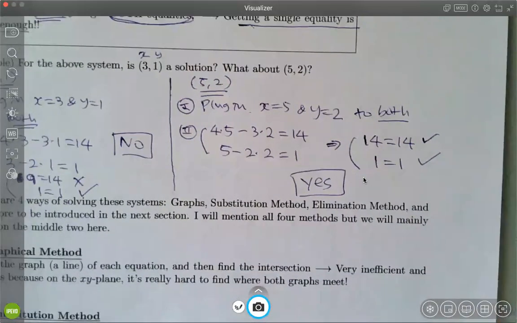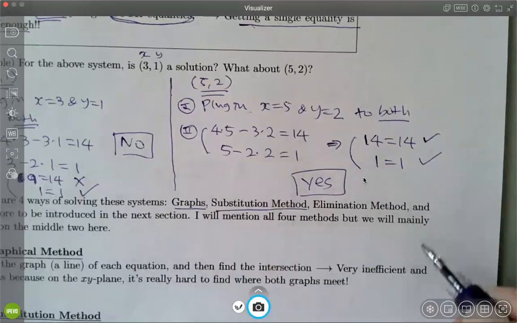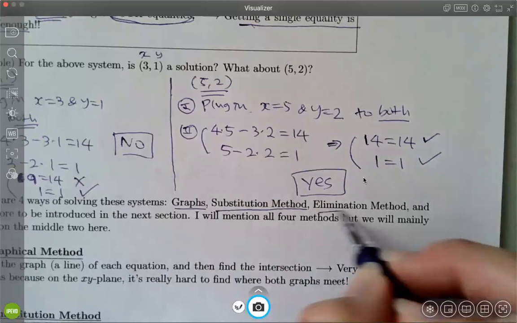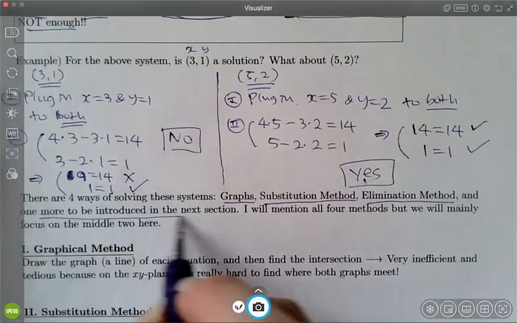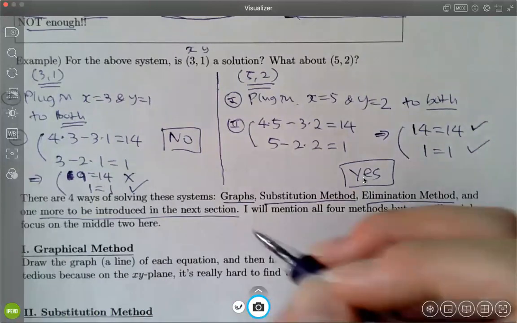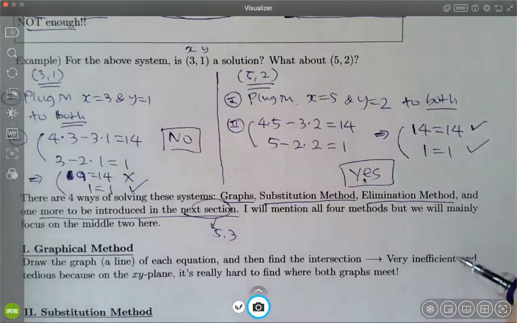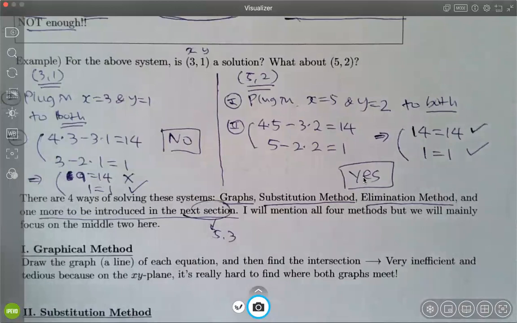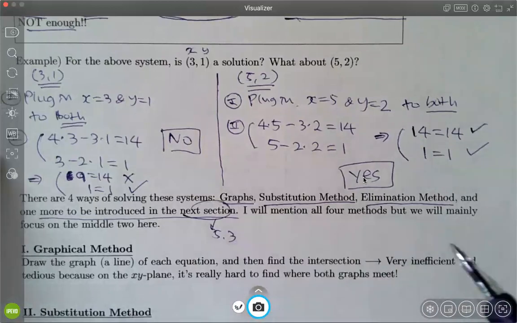The first one is the graphical method. The second one is called the substitution method. The third one is called the elimination method. And the fourth one will be introduced in the next section, which is 5.3, which we will do, I think, next week, next Monday. But until we get there, within this section, I'm going to focus on graphical, substitution, and elimination.